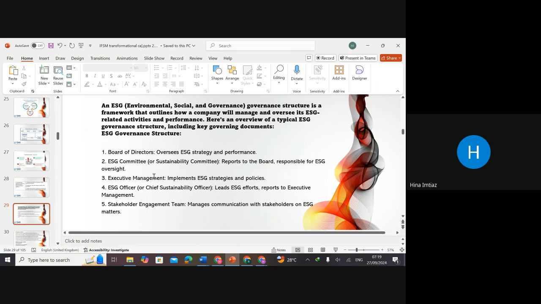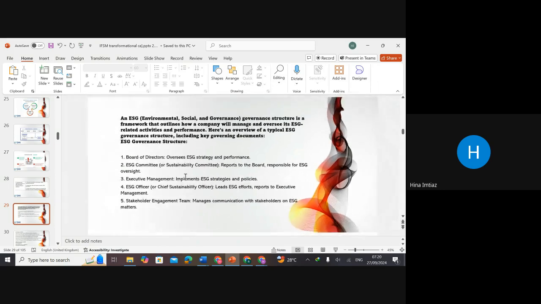If there is a mistake in the system, or something faulty in the structure, the ESG committee will be responsible for that. Then we have the executive management, who implement the ESG strategies and policies. Then we have the ESG officer or chief sustainability officer, who leads the ESG efforts and reports to the executive management. The engagement team is the last stage, which manages communication with the stakeholders on ESG matters. So this is the entire ESG governance structure.